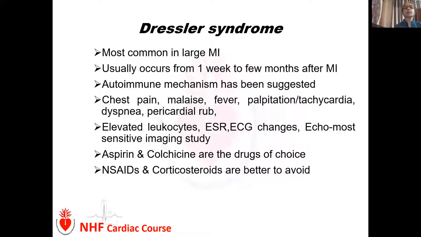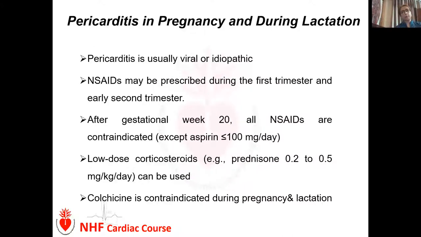Now, late post-MI pericarditis is also known as Dressler syndrome, which is more common in large MI and usually occurs from 1 week to a few months. The patient usually presents with the features of pericarditis along with leukocytosis, raised ESR, and ECG changes, and echocardiography is the most sensitive imaging study. Aspirin and colchicine are the drugs of choice, but in the era of primary PCI, both early and late complications are now decreasing in number.